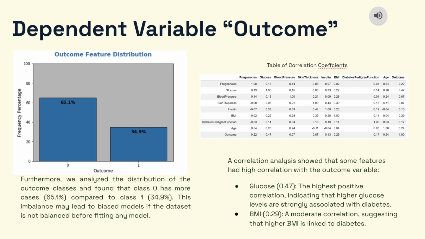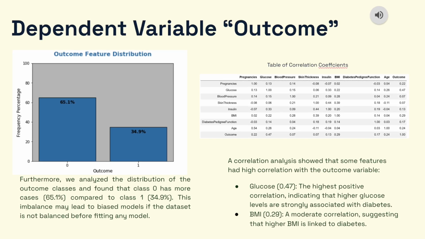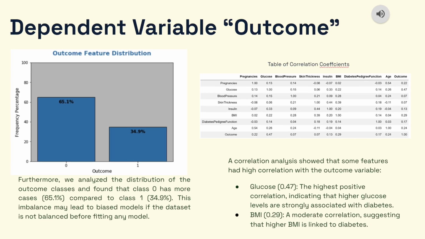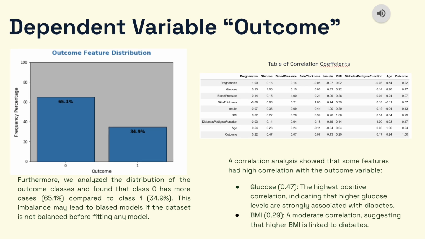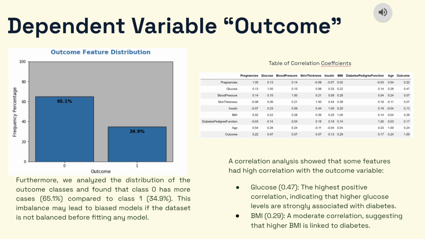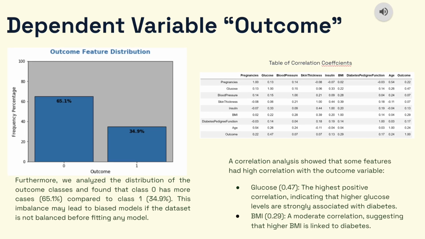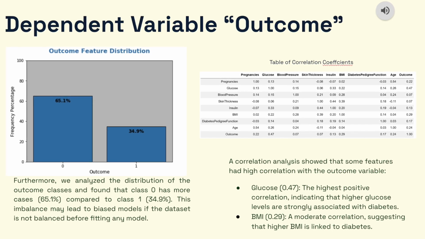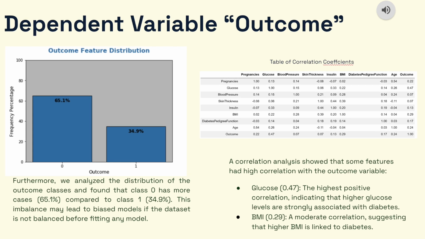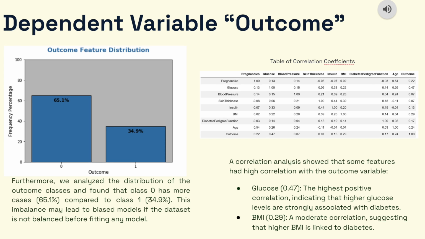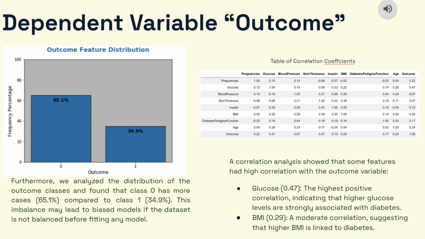Now, a correlation analysis showed that some of the features had a high correlation with the outcome variable. Examples of this are glucose, which presented evidence that higher glucose levels are strongly connected with diabetes. There's also a moderate correlation in BMI, showing that a higher BMI is possibly linked to diabetes. We found other correlations that include a connection between age and pregnancy. This presented evidence that older individuals tend to have more pregnancies compared to younger individuals. There's also a correlation between skin thickness and insulin. Higher skin thickness correlates with insulin levels.